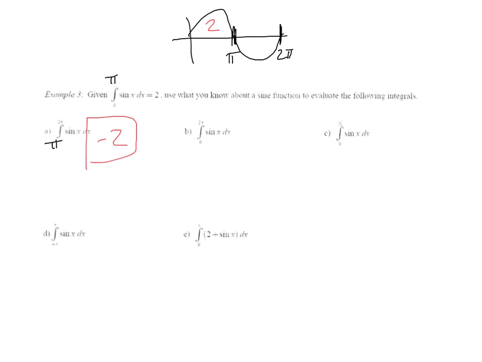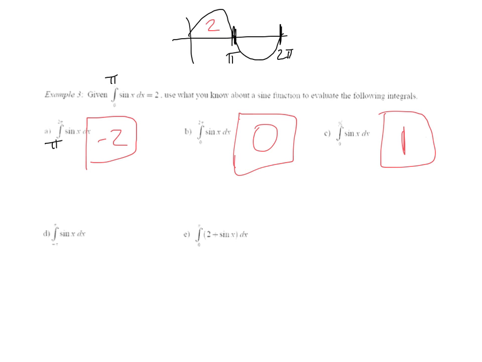For part B, the area under the curve from 0 to 2 pi, those two parts offset, so the area would be 0. For part C, it's from 0 to pi over 2. If it's hard to read, the upper limit there is pi over 2. Again, we have some symmetry in this part. We're looking at right in the middle. That must mean that if the overall area from 0 to pi is 2, from 0 to pi over 2 the area is 1.